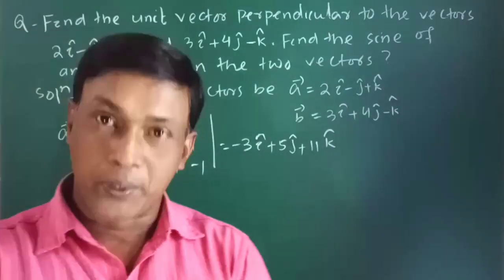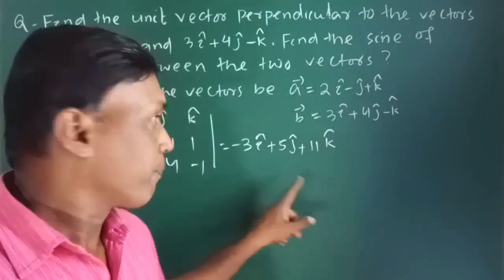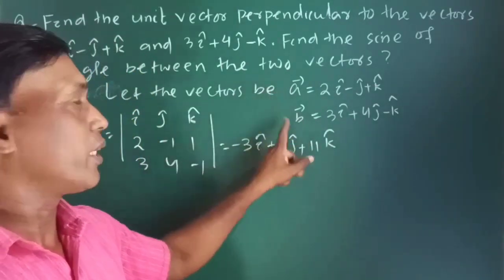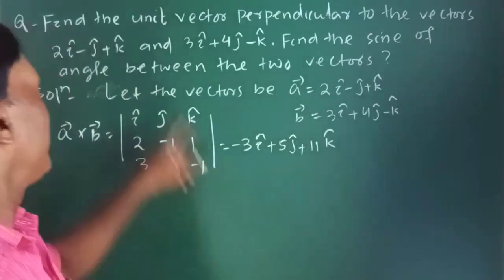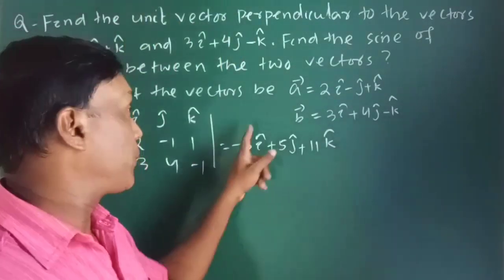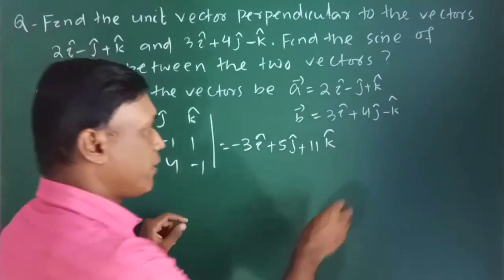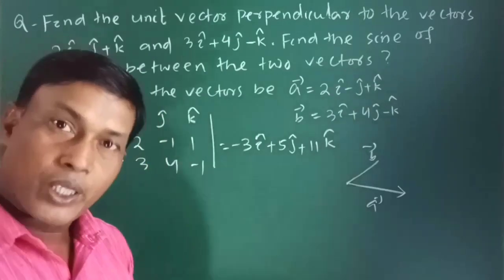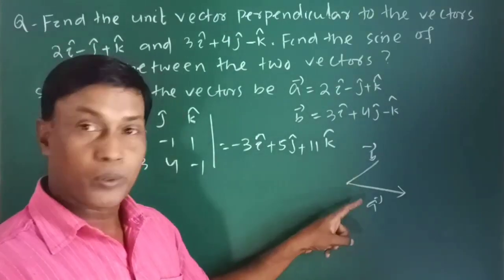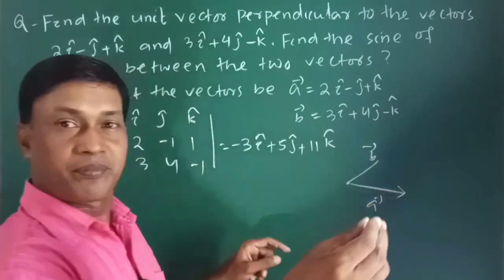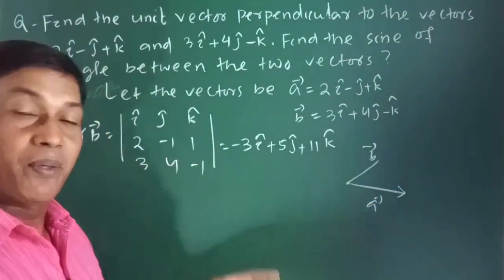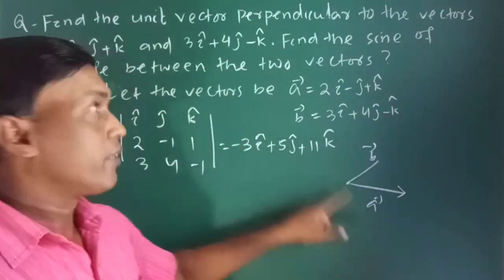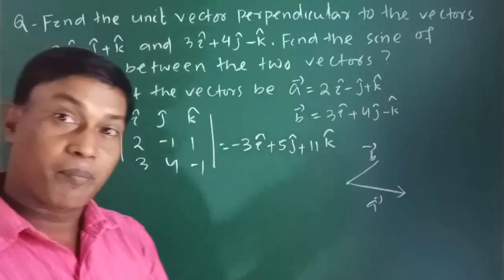So dear viewers, this vector is perpendicular to both A and B, but you need a unit vector which is perpendicular to A and B. Look here: this is A vector, this is B vector. A vector which is perpendicular to both A and B is in this direction. This is A cross B. But you need the unit vector perpendicular to both; that vector must be a unit vector.